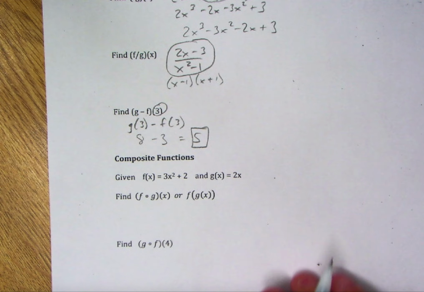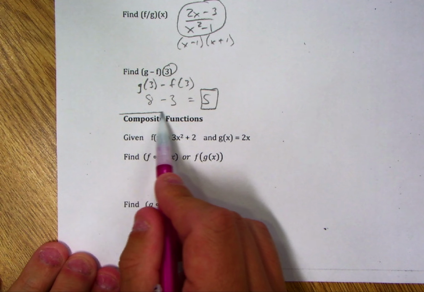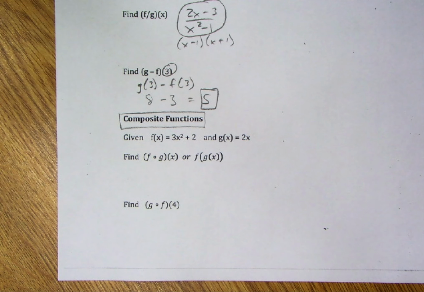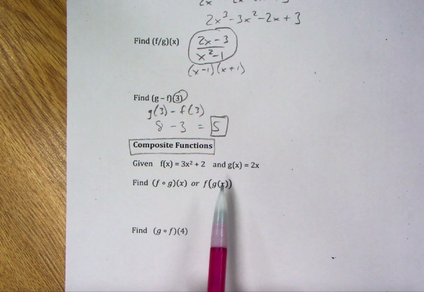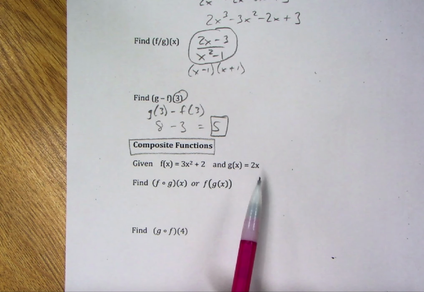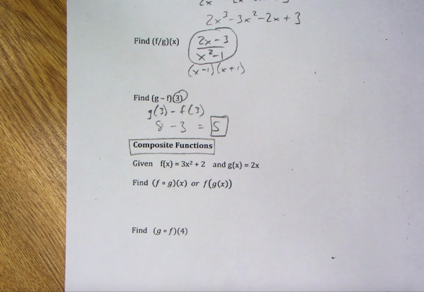Okay, the next is kind of new and kind of a big, important concept in Algebra 2, and it comes up throughout your math classes, and it's this idea of what's called composite functions. A composite function is when you take one function and that becomes your input for the other function. Now that sounds confusing, but let me explain.